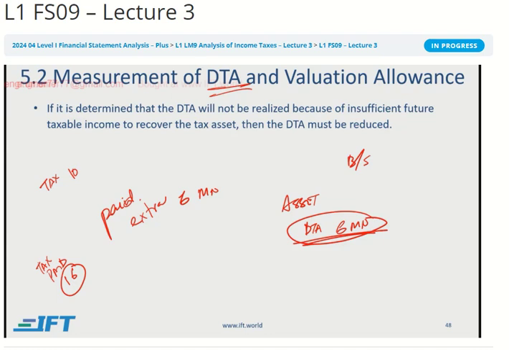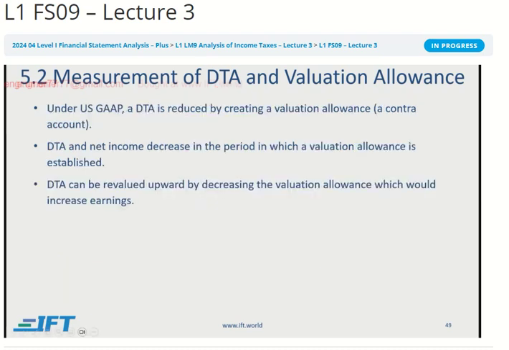But what if you're not able to, right? What if you are not able to deliver? Then this DTA will never be realized, and therefore you should get rid of this on your books. In the case of IFRS, you can just cancel it, right? But in the case of US GAAP, you have to show a contra asset account, which is called a valuation allowance, right? And that is how it's done. So a DTA can be reduced using a valuation allowance under US GAAP.